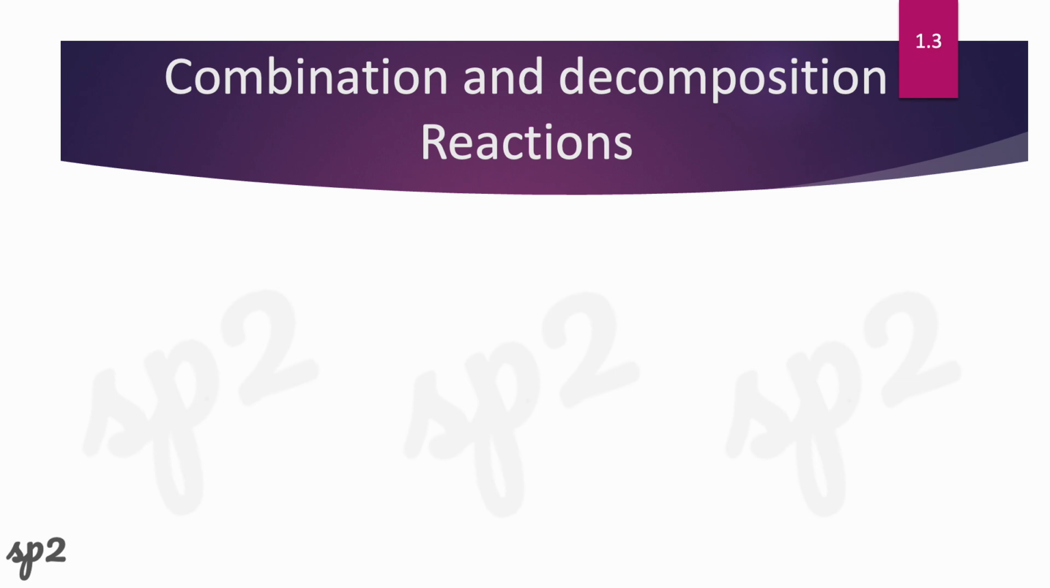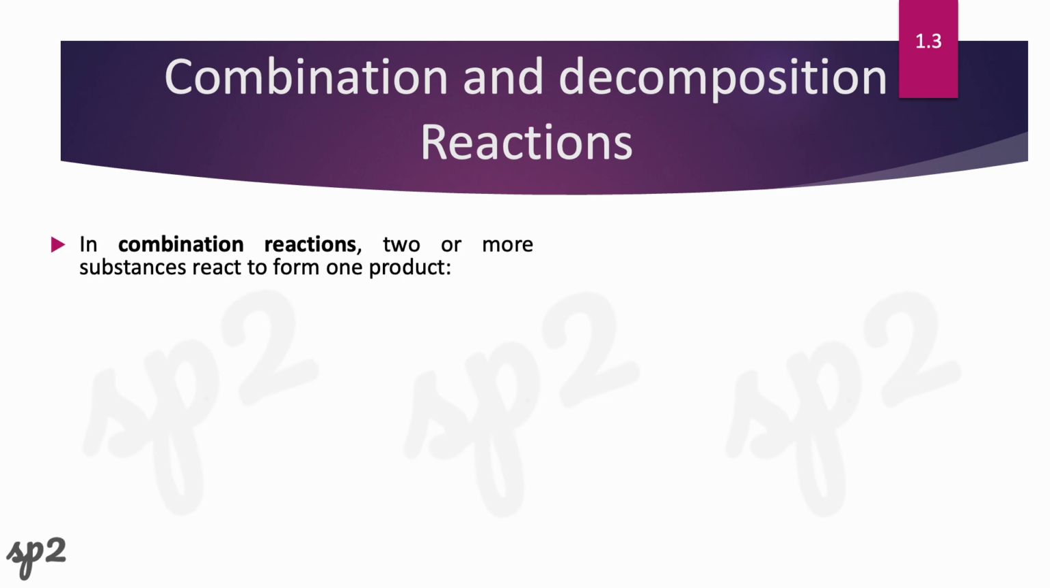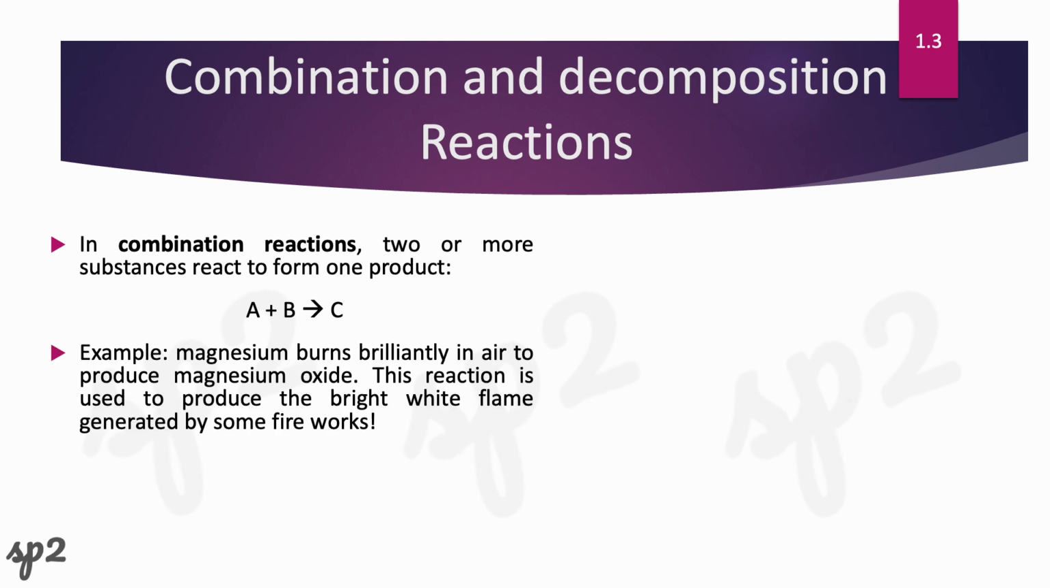Okay, so starting with combination reactions, these are the ones where we have two or more substances that are reacting to produce one single product. I can write it as A plus B goes to C. And we do have a lot of examples. One of the really cool ones is the reaction of magnesium with oxygen gas, which is producing magnesium oxide. That's the one that you probably have seen in some of our fireworks.